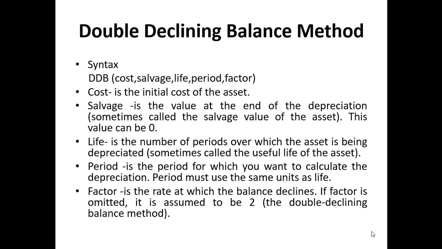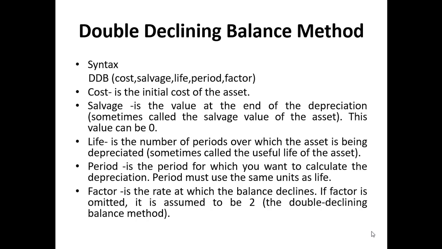Now we may see the syntax for this double declining balance method. All the information you are used to from the fixed declining balance method is also here. What is new is the factor. The factor is the rate at which the balances decline. By default, if you omit it, it is taken as 2. This will be further explained when it comes to the question.